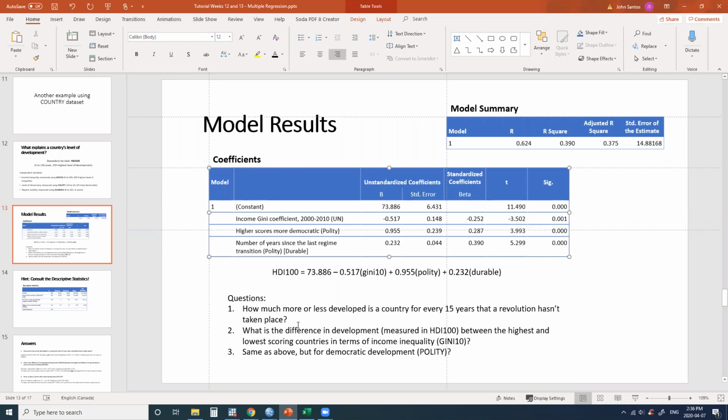So, some substantive exercises that you can do. How much more or less developed is a country for every 15 years that a revolution hasn't taken place?